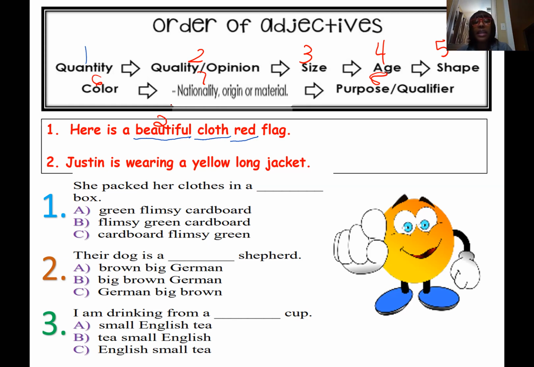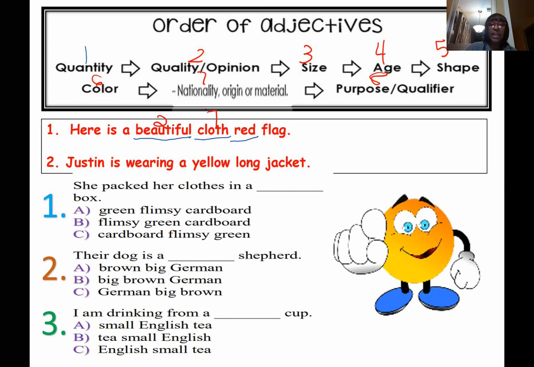Perfect. My next adjective is the word cloth. Cloth is a type of material. So I need to find where cloth fits in my order of adjectives note above. Is it number 1, quantity? Is it 2, quality? Is it 3, the size? Is it 4, the age? 5, the shape? 6, the color? 7, nationality, origin, material? Giving you a hint, purpose or qualifier. Cloth is a material, so I'm going to put number 7 above it.